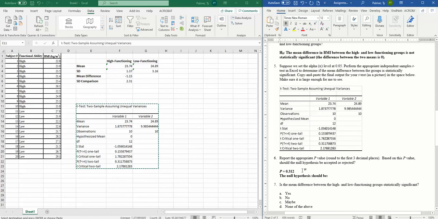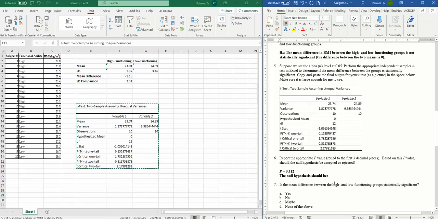Based on this p-value, should the null hypothesis be accepted or rejected? Well, based upon the p-value, it's greater than the alpha level, right? Remember we set the alpha level at 0.05 here in our Excel t-test that we did. So our alpha level is 0.05. Our p-value is 0.312. 0.312 is greater than 0.05.